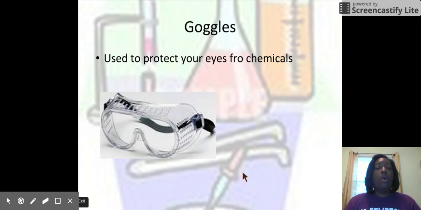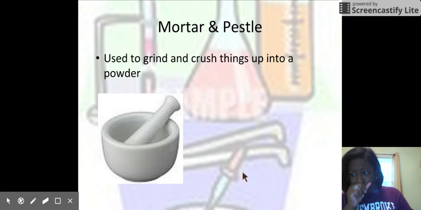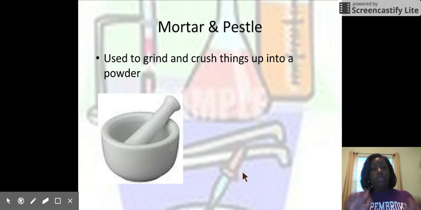So, a mortar and a pestle. It is basically used for a grinding and crushing method and to make stuff into powder. For example, sugar. We know it's crystallized and in little cubes, but we'll use this to make it a powder. So you'll keep grinding it and grinding it, and it'll be more of a powdered substance instead of being crystallized.